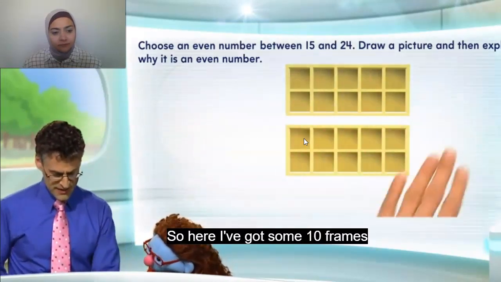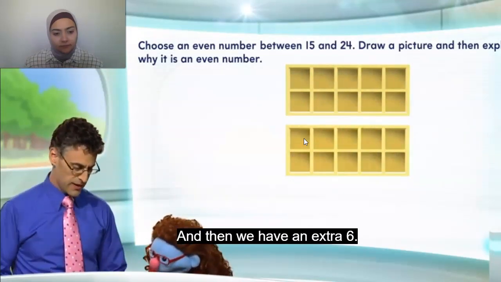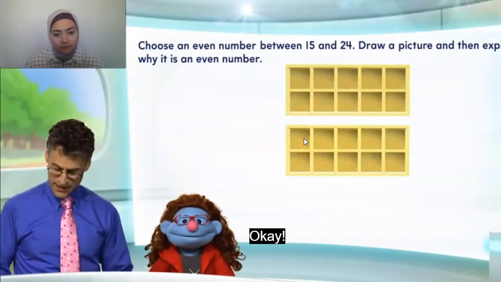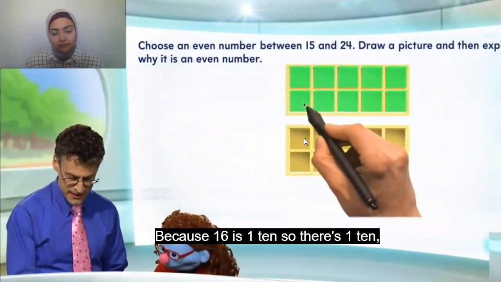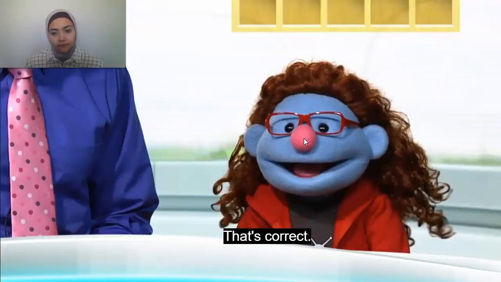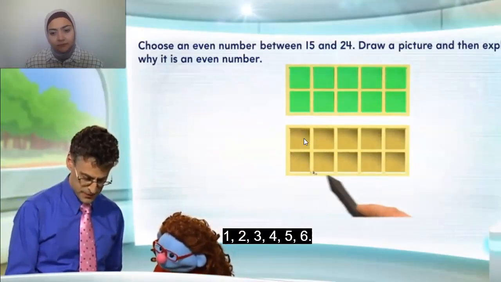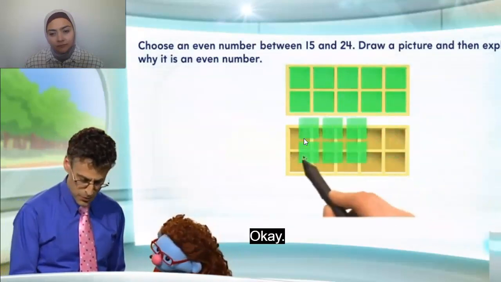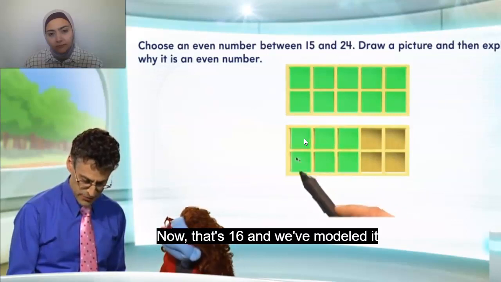Yes, let's. So here I've got some 10 frames, and we're going to look for 16. So that's going to be 10, and then we have an extra 6. That's right. Because 16 is 1 ten, so there's 1 ten, and then we have 6 ones. That's correct. So that means I'm going to fill up 1, 2, 3, 4, 5, 6. I'm going to fill up this little piece right here. Now, that's 16, and we modeled it.